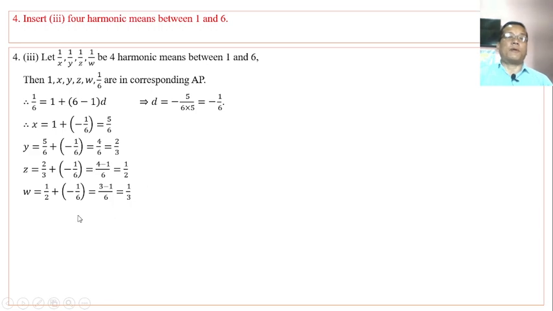Between 1 and 6, therefore the harmonic means are: 5 by 6, reciprocal 6 by 5; 2 by 3, reciprocal 3 by 2; 1 by 2, reciprocal 2; 1 by 3, reciprocal 3.